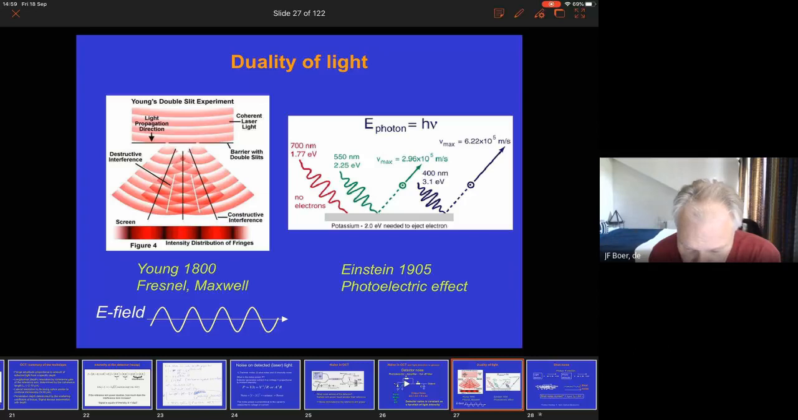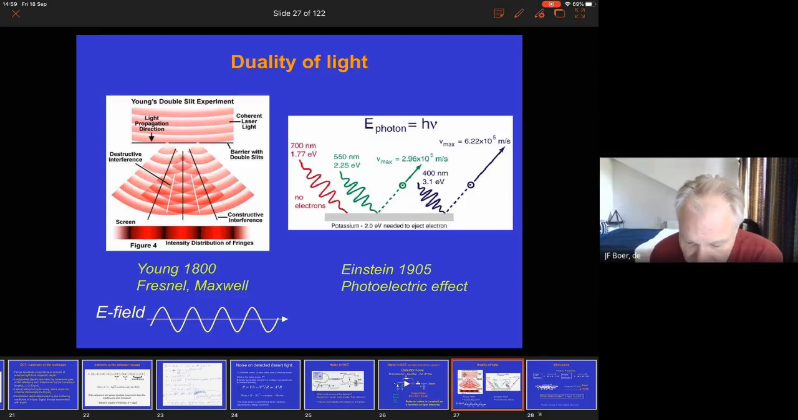What happens is we take a material, potassium, and we illuminate it with light. And then it turns out that if we decrease the wavelength, so go from red to blue, at a certain point, electrons are being emitted from the potassium. The explanation is that we have a photon that has enough energy to knock an electron out of its orbit into ionization, freeing up that electron.